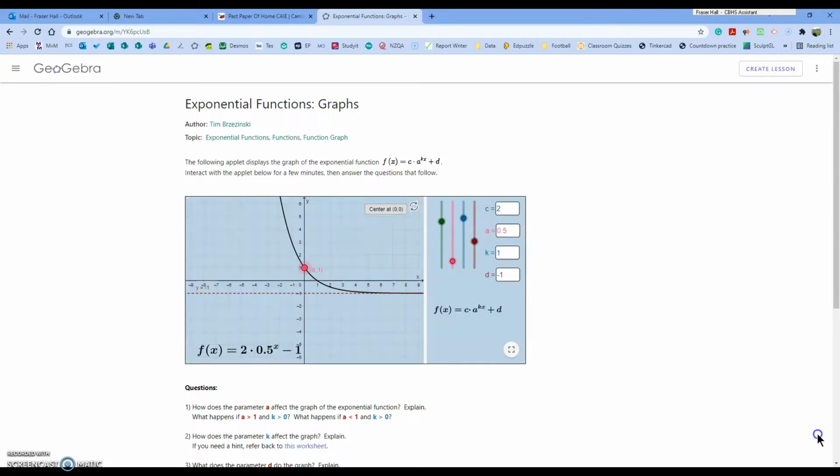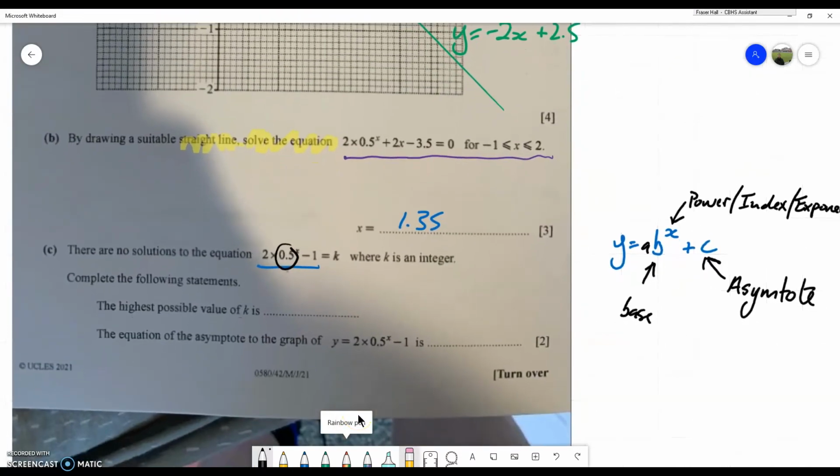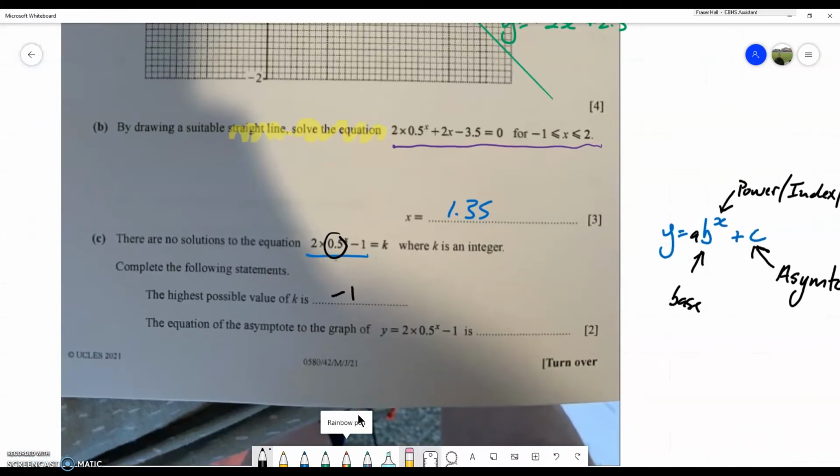So going back to our question, what is the highest value that K can be? It can be -1. And simply, we can read that straight off the question by reading that value there. Again, the equation of the asymptote of the graph is going to be y is equal to -1. So it is well worth spending some time exploring exponentials if you have the time remaining.